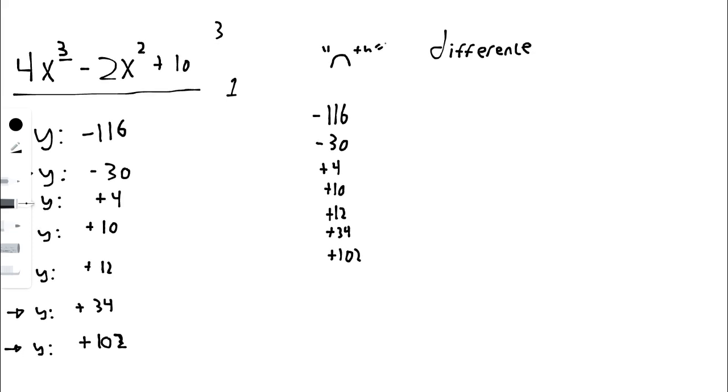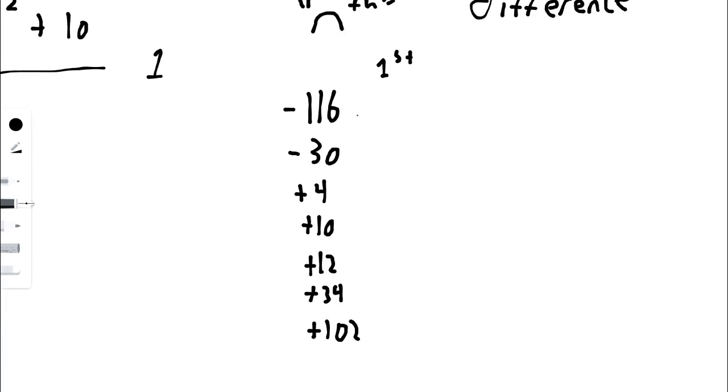So let's do the first difference first. So we're going to find the difference between these two numbers. What do you have to do to -116 to get -30? Well, you're going to add 86 to it. And this is very continuous, so I'll kind of skip ahead a little bit.